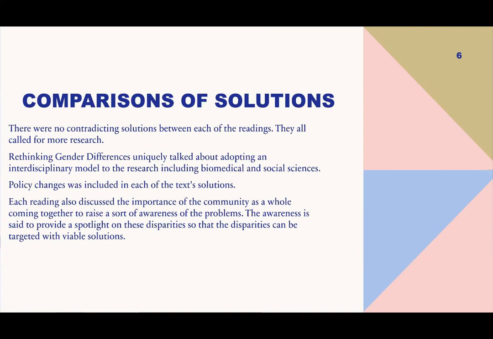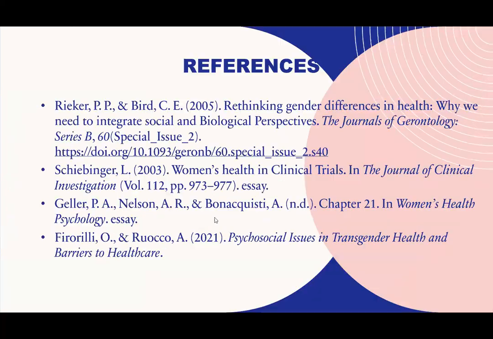The reading nicknamed Rethinking Gender Differences uniquely talked about adopting the interdisciplinary model of research, including biomedical and social sciences. Policy changes were included in each of the text solutions, and each reading also discussed the importance of community as a whole coming together to raise awareness to the problems. The awareness is said to provide a spotlight on these disparities so that the disparities can be targeted with viable solutions. And my references are here.